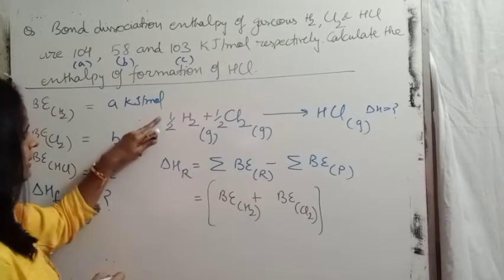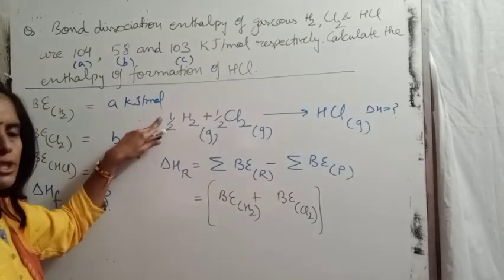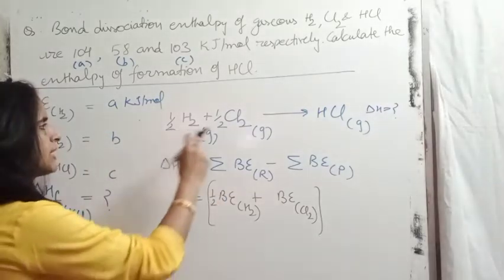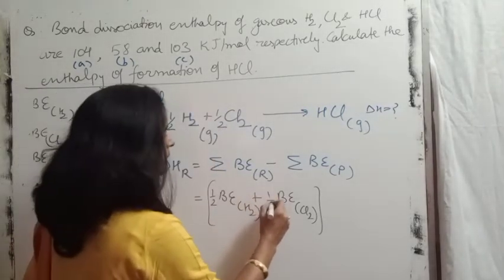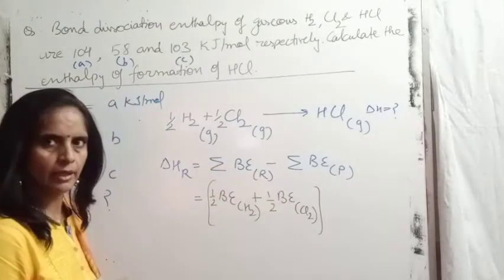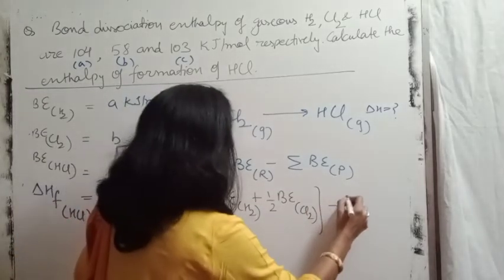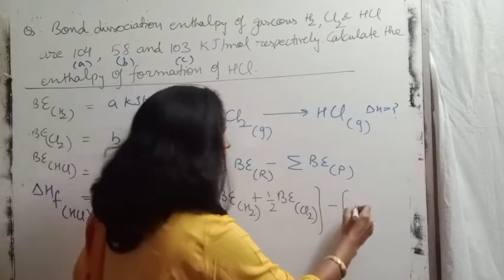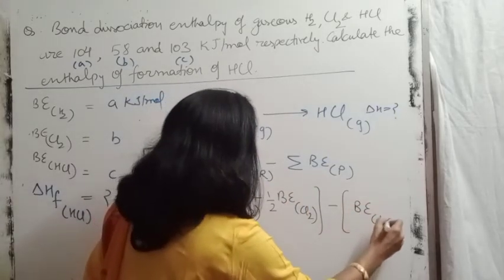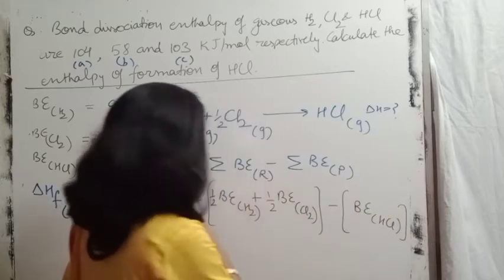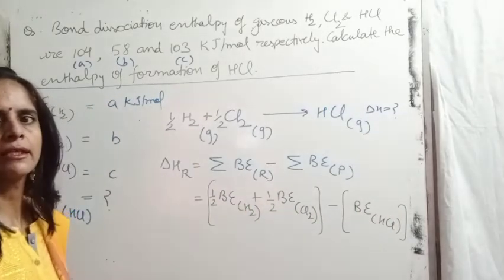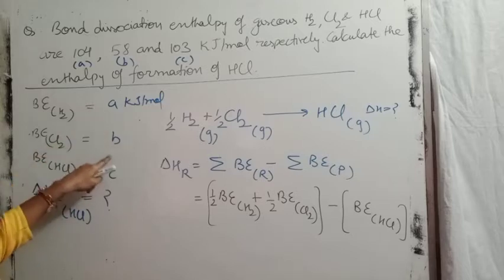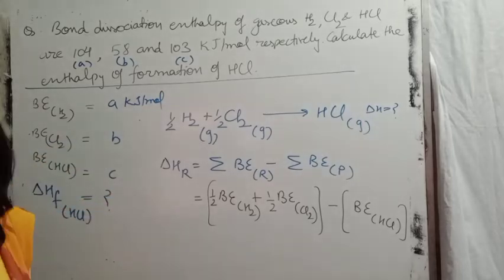Now how many moles of hydrogen are there? Half mole of hydrogen, so multiply this bond enthalpy by half. Similarly, half mole of chlorine, so multiply this enthalpy also by half. Minus the bond enthalpy for the product. In the form of product I am having HCl, so the bond enthalpy for HCl. All these three values are given in the question. For hydrogen this is A, chlorine this is B, and HCl this is C.